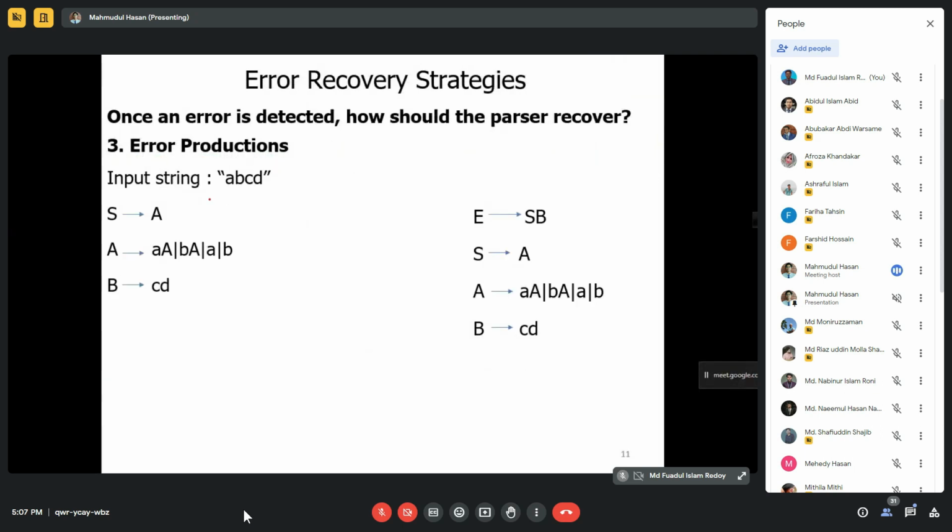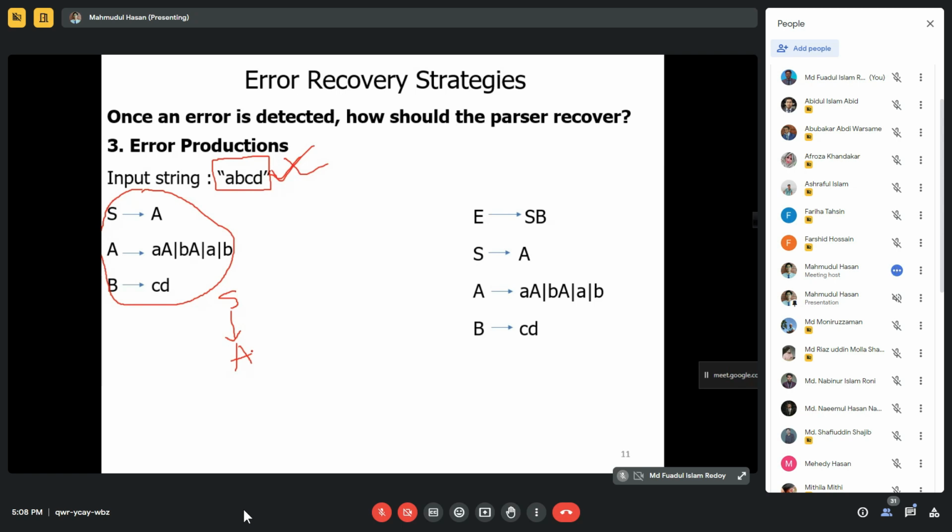Okay, then error production. Suppose you have this input string and you have this grammar. We know that in our compiler there are grammars. If you break down your compiler, you can see many grammars. So this is your input string and this is your grammar. Everyone, please try to generate this input string with the help of this grammar. At first S to A. Then which production rule?